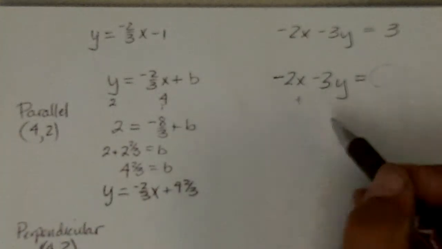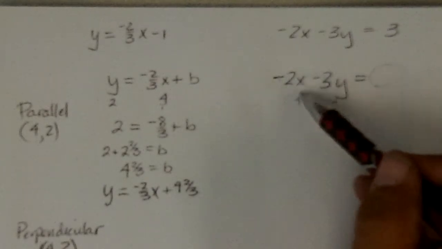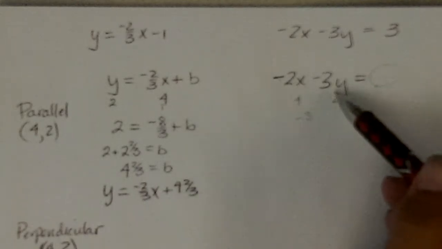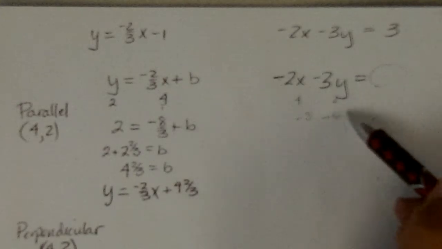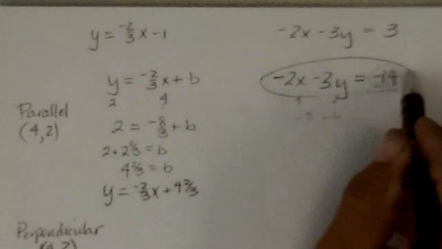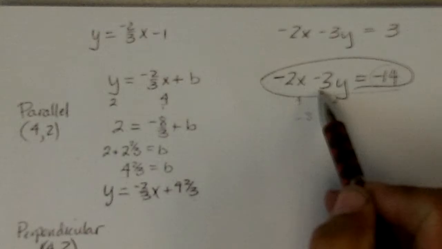So if I put 4 in for the x and 2 in for the y, negative 2 times 4 is negative 8. Negative 3 times 2 is negative 6. And that makes negative 14. And that would be the equation of the parallel. Now, is this equation the same as this?